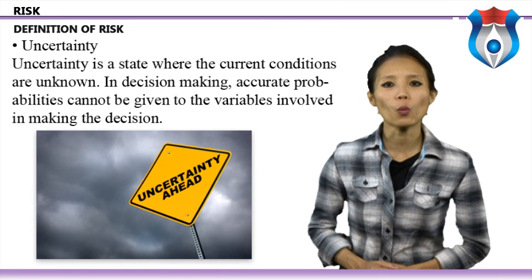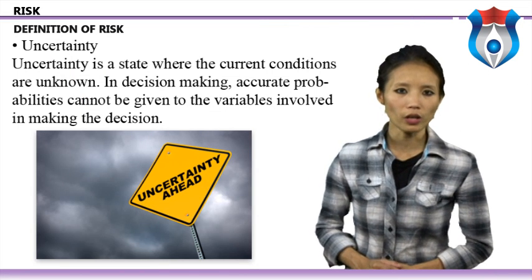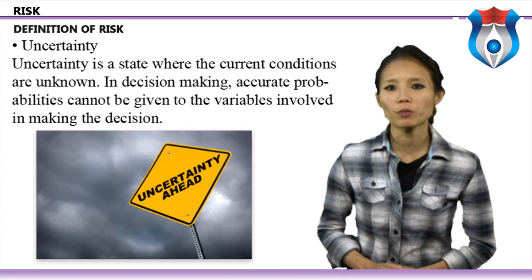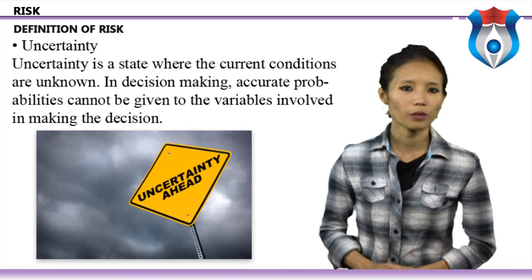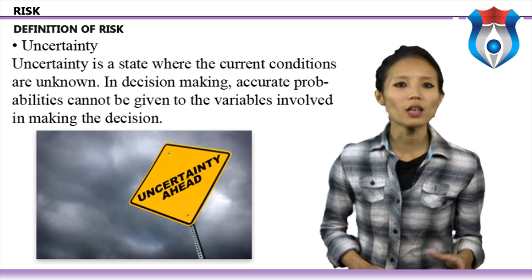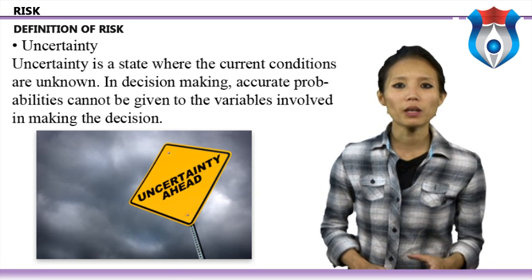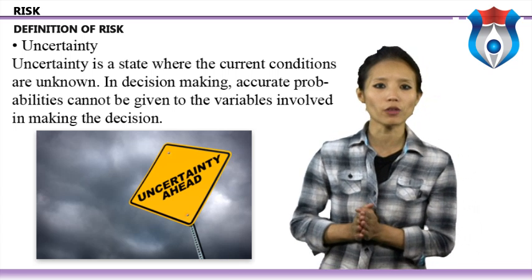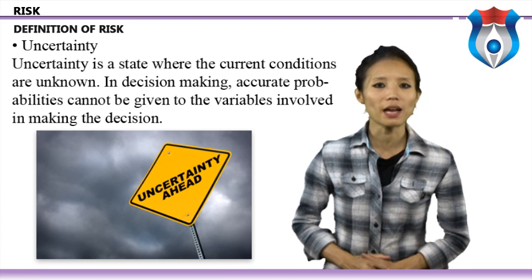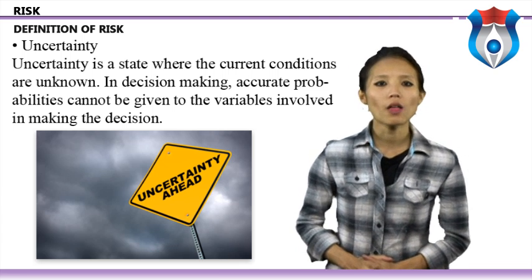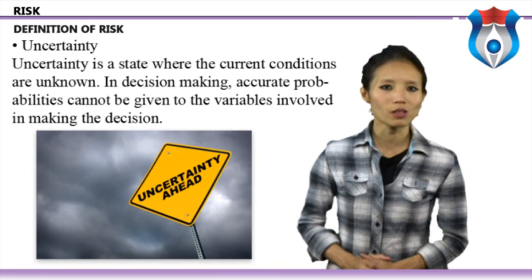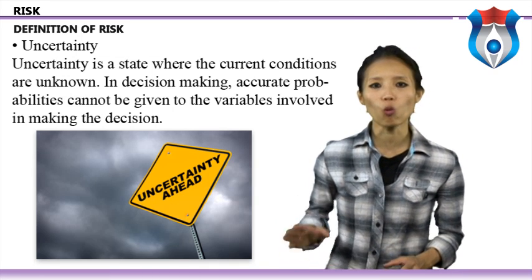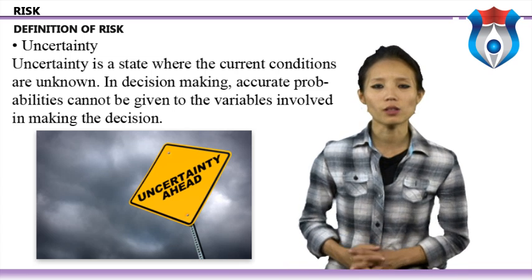Uncertainty is a state where the current conditions are unknown. In decision making, accurate probabilities cannot be given to the variables involved in making the decision. In other words, we cannot say that given A, B, and C, we would make a certain decision because we do not have a true picture of what A, B, and C are, what they represent according to Business Dictionary. Now, uncertainty principle is a controversial principle in quantum mechanics and physics.